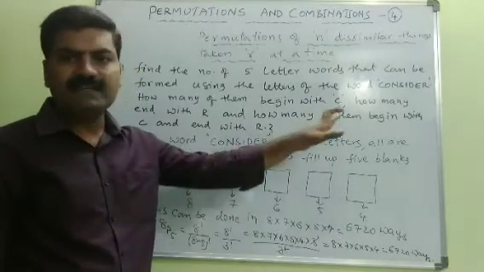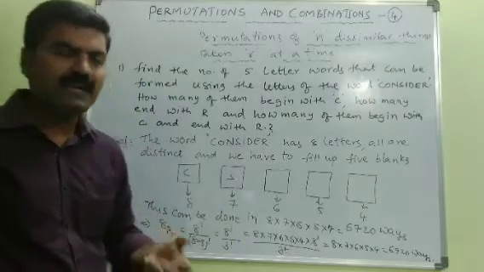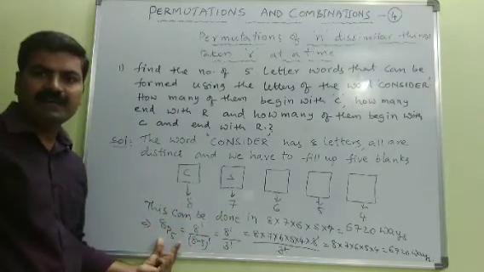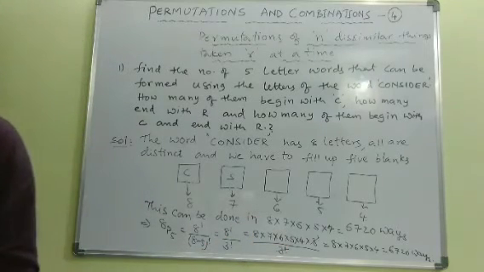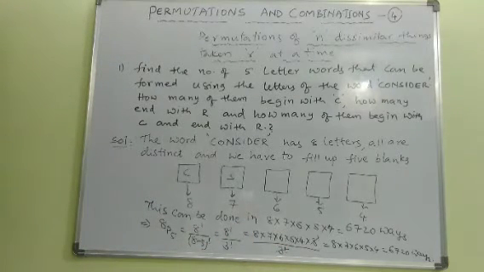So out of 8 letters, we need to choose 5 letters. That can be done in 8P5 ways. Let us simplify that, and whatever the answer, we may get it. Right?